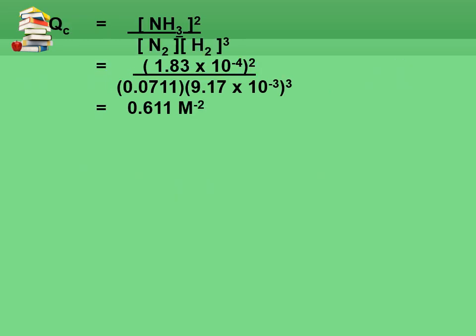So let's calculate the Qc. The expression is the same as Kc. So the concentration of ammonia to the power of 2 is 1.83 times 10 to the power of negative 4 to the power of 2, divided by the concentration of N2, 0.0711, times the concentration of H2 to the power of 3, 9.17 times 10 to the power of negative 3 to the power of 3. The answer is 0.611 molar to the power of negative 2.